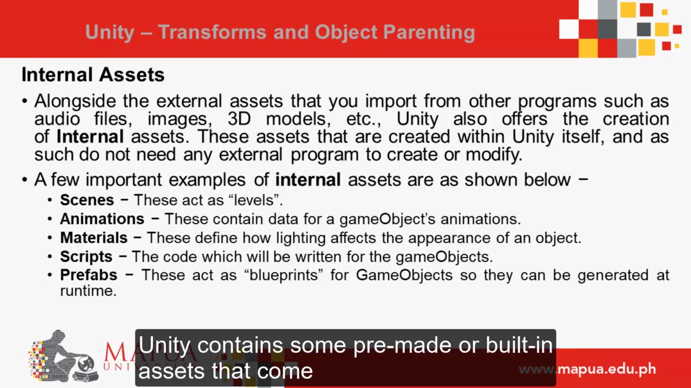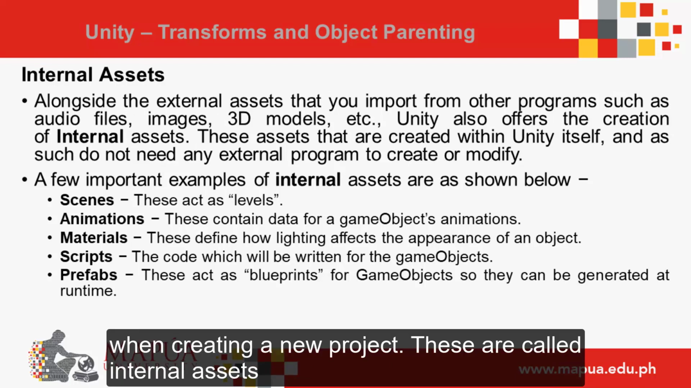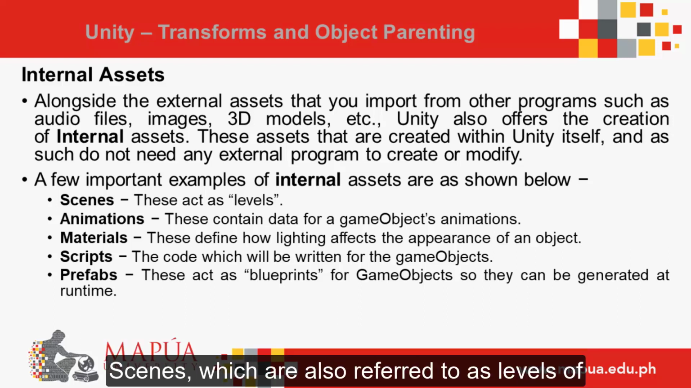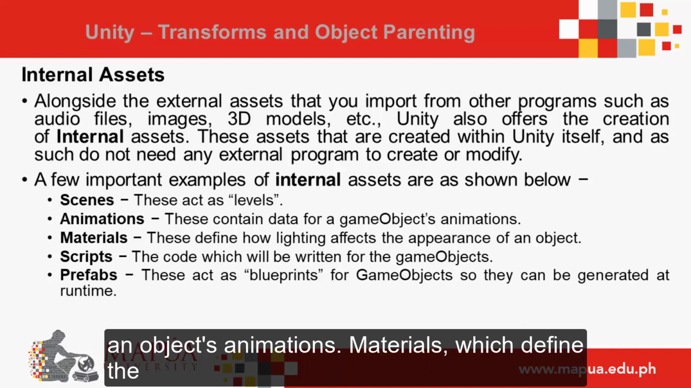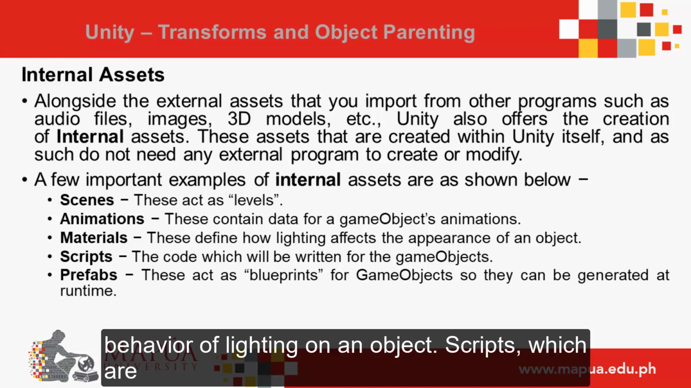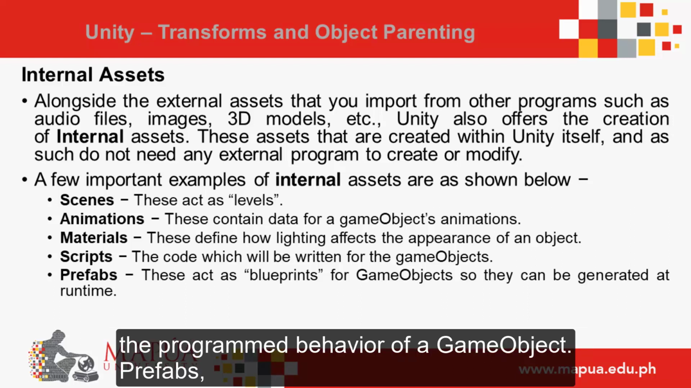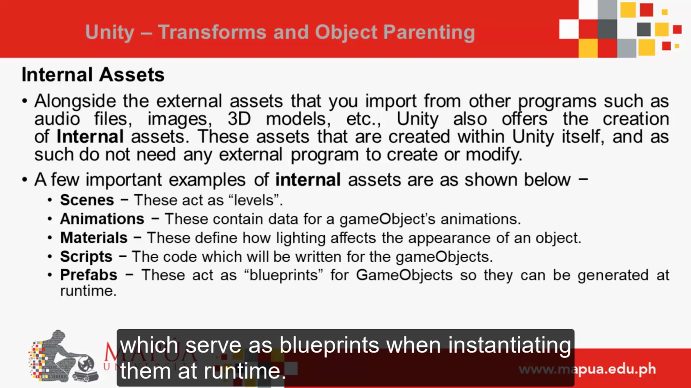Unity contains some pre-made or built-in assets that come when creating a new project. These are called internal assets, and they can be in the form of scenes, which are also referred to as levels of the game; animations, which contain information about an object's animations; materials, which define the behavior of lighting on an object; scripts, which are the programmed behavior of a game object; prefabs, which serve as blueprints when instantiating them at runtime.